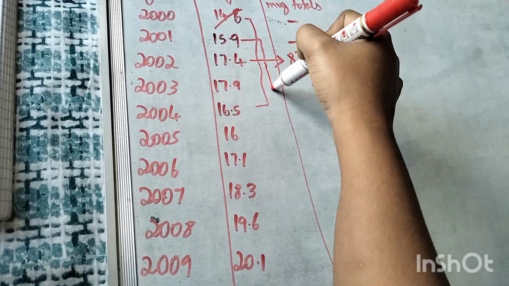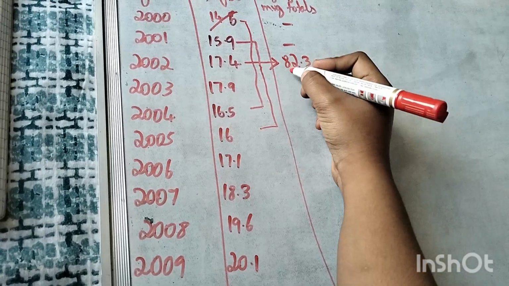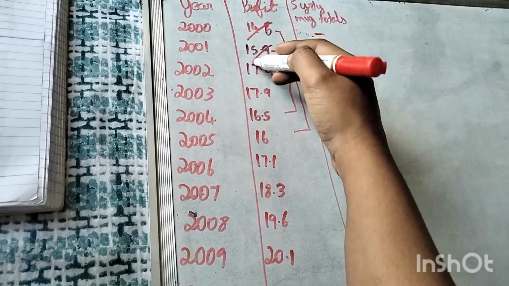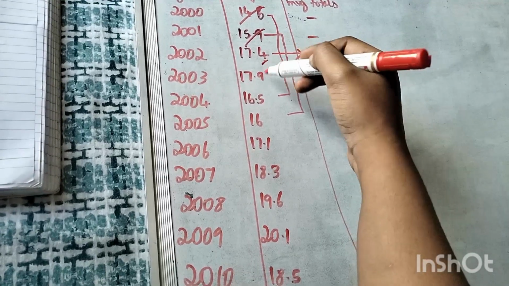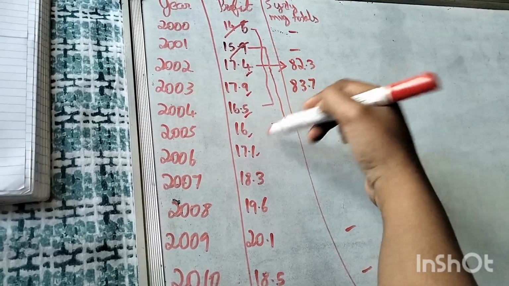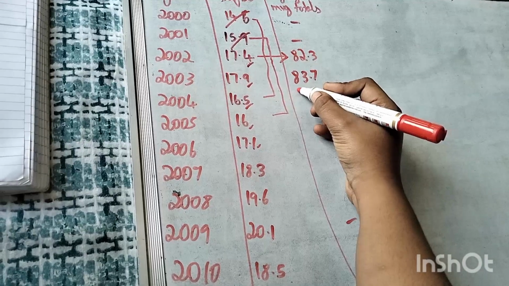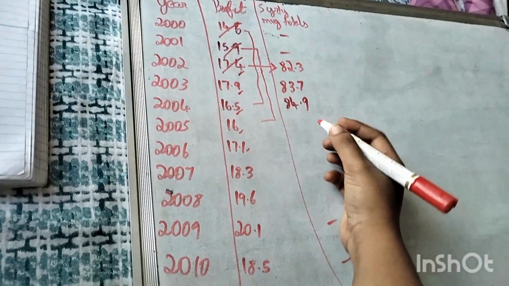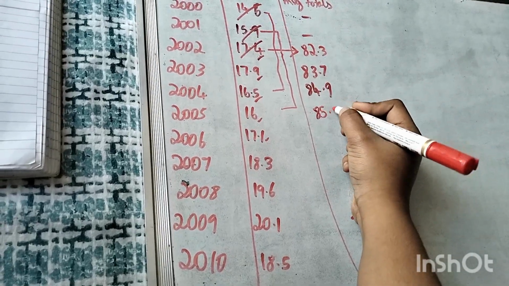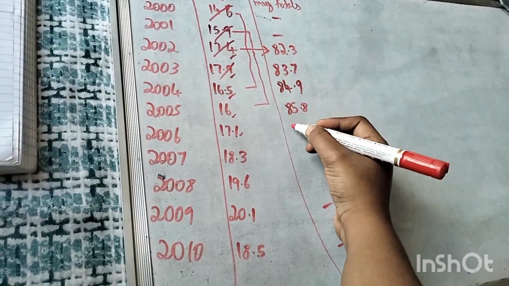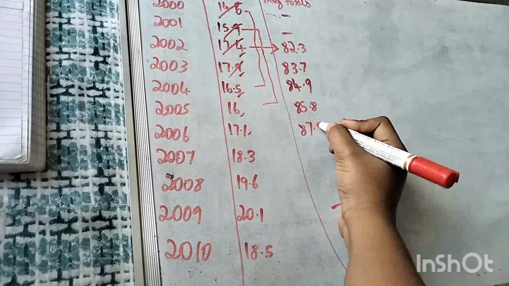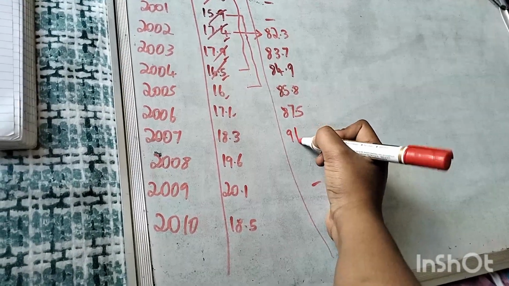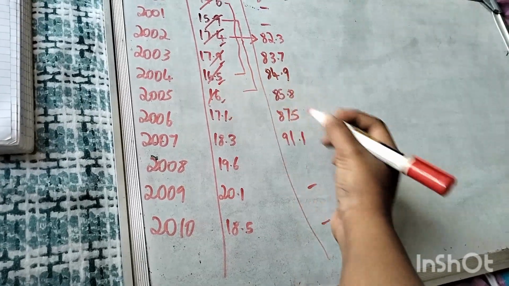1, 2, 3, 4, 5. 83.7, and then 1, 2, 3, 4, 5. Then it's going to be 84.9. Next it's going to be 85.8. Then 87.5. 91.1.